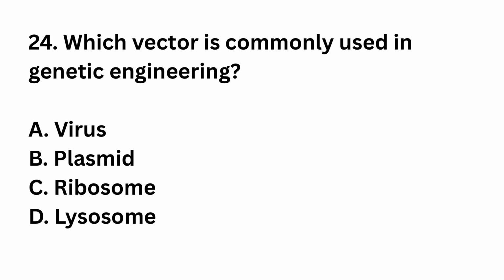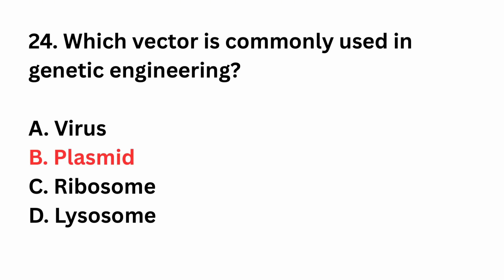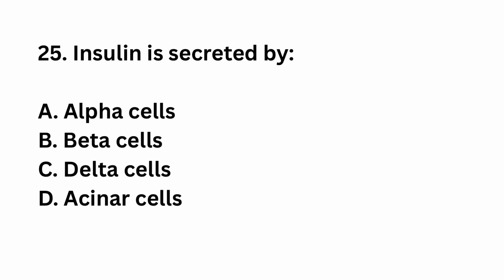Question number 24. Which vector is commonly used in genetic engineering? Virus, plasmid, ribosome, lysosome. The right answer is option B, plasmid. Plasmid transfers foreign genes into host cells. Question number 25.